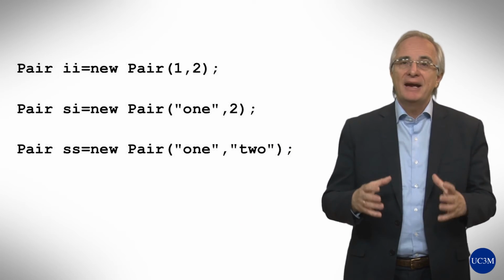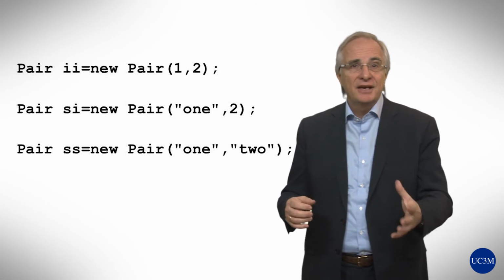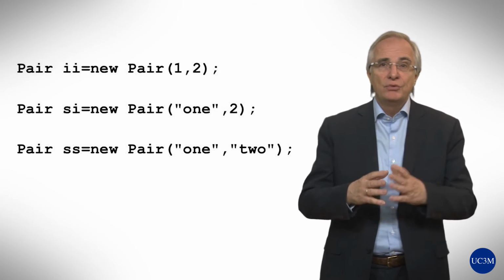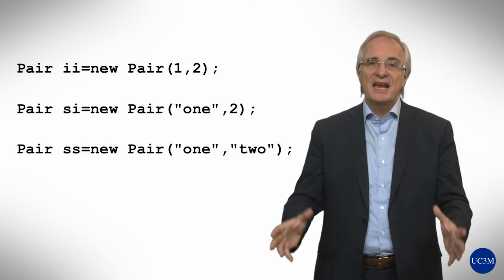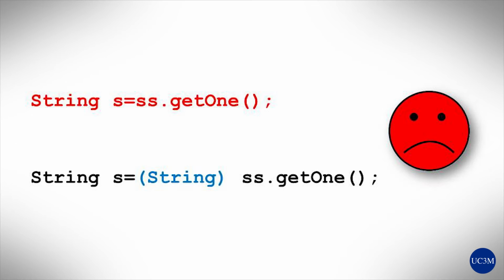And you could define a pair SI with the first object of class String and a second an Integer. And the third pair SS with two strings, all with the same definition pair that uses objects. The problem comes when we try to assign, for instance, the first component of the pair to a variable. What happens if you write String s equals get1(SS)? The compiler would give an error because an explicit cast is necessary.